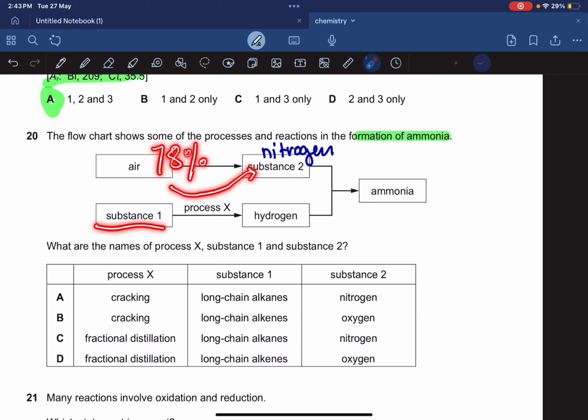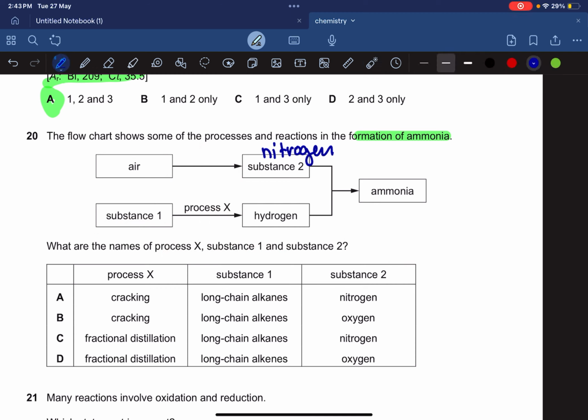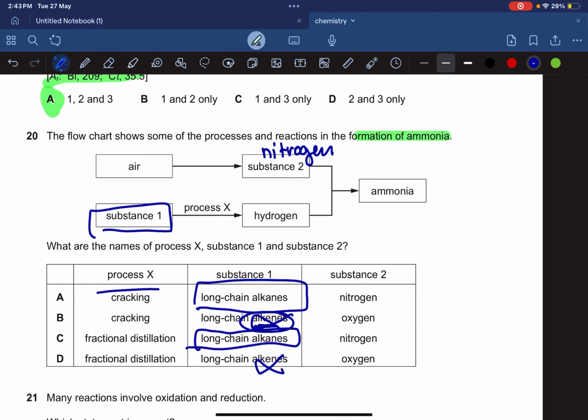And substance 1, how do we get hydrogen? By cracking of our long chain alkanes, not alkenes. We don't crack alkenes, we crack alkanes. Please learn it. We crack anes, not enes. So my substance 1 is going to be long chain alkanes. Okay, there are enes over here to confuse you. No enes, only anes. The process is going to be cracking, and my substance 2 is going to be nitrogen. That's simple, option A.